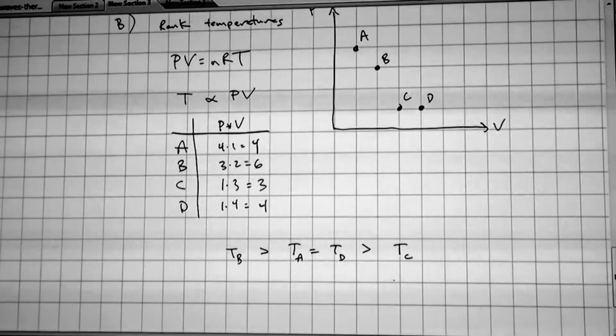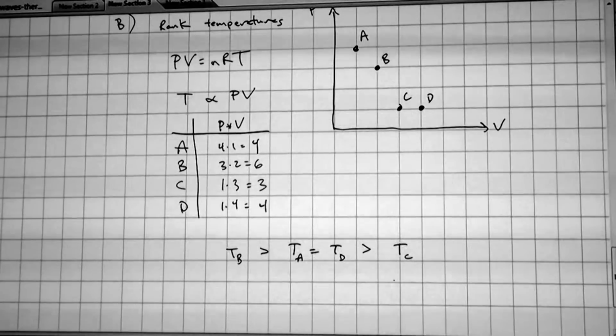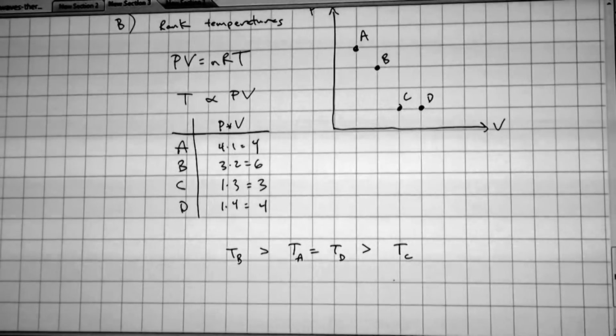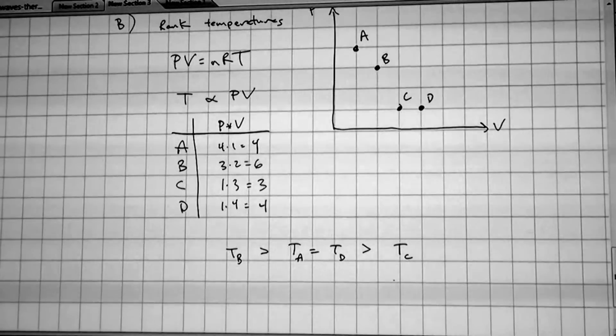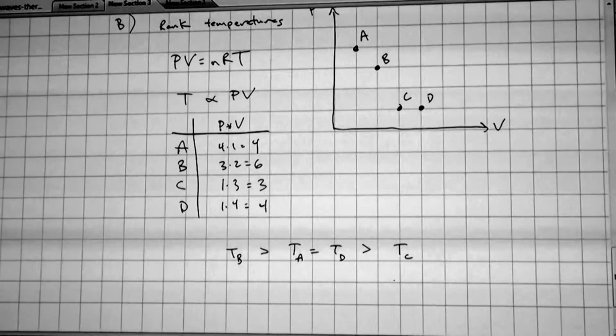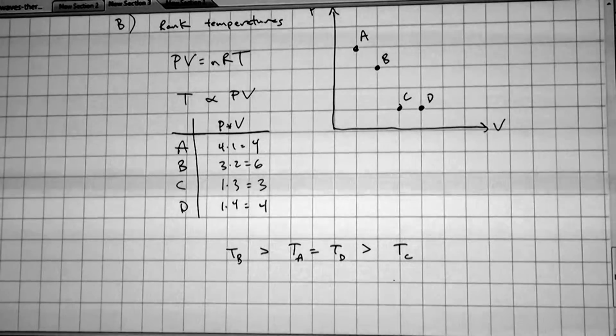Temperatures at A and D are equal, and the temperature at C is the lowest. Are we consistent with the ideal gas law? Well, we use the ideal gas law to find that, so I think the answer is yes.